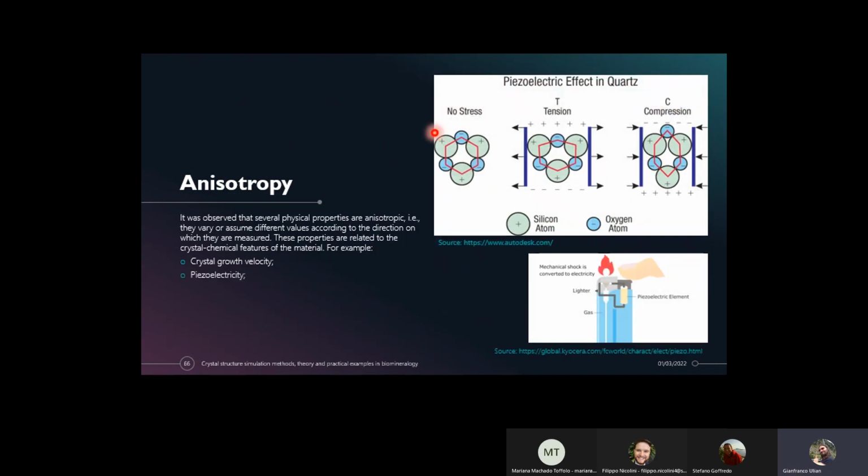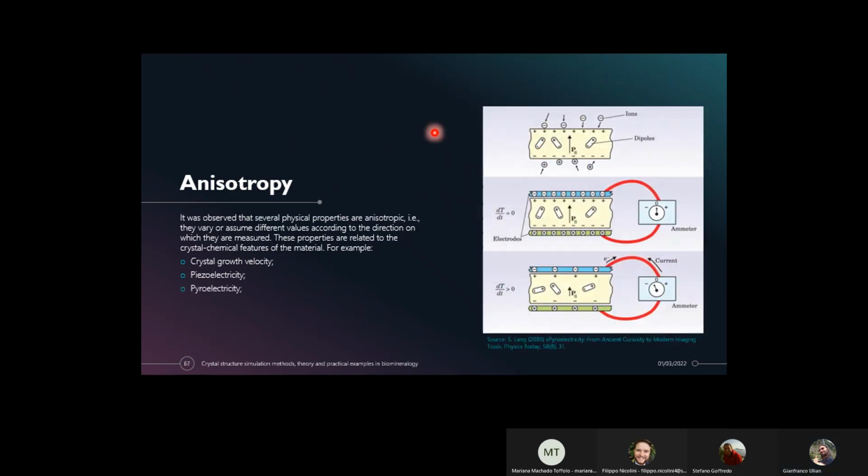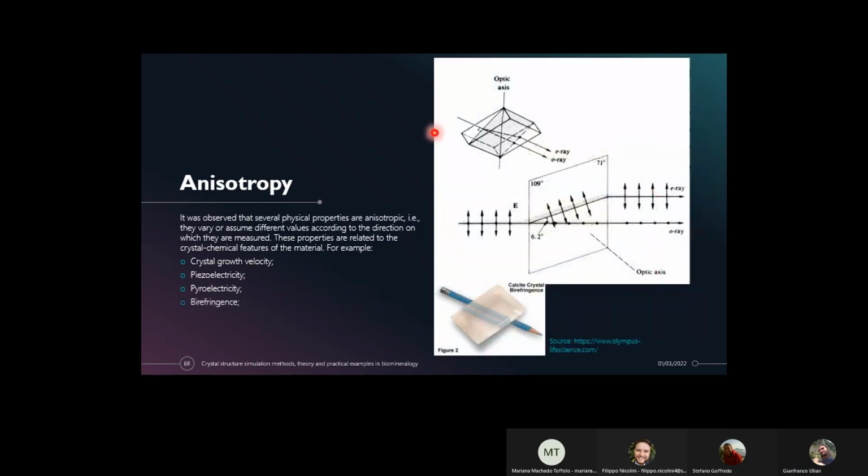This is an important property. Piezoelectricity is the transmission of electric charges according to the variation of stress inside the material. Pyroelectricity is the transmission of electricity due to the variation of temperature.